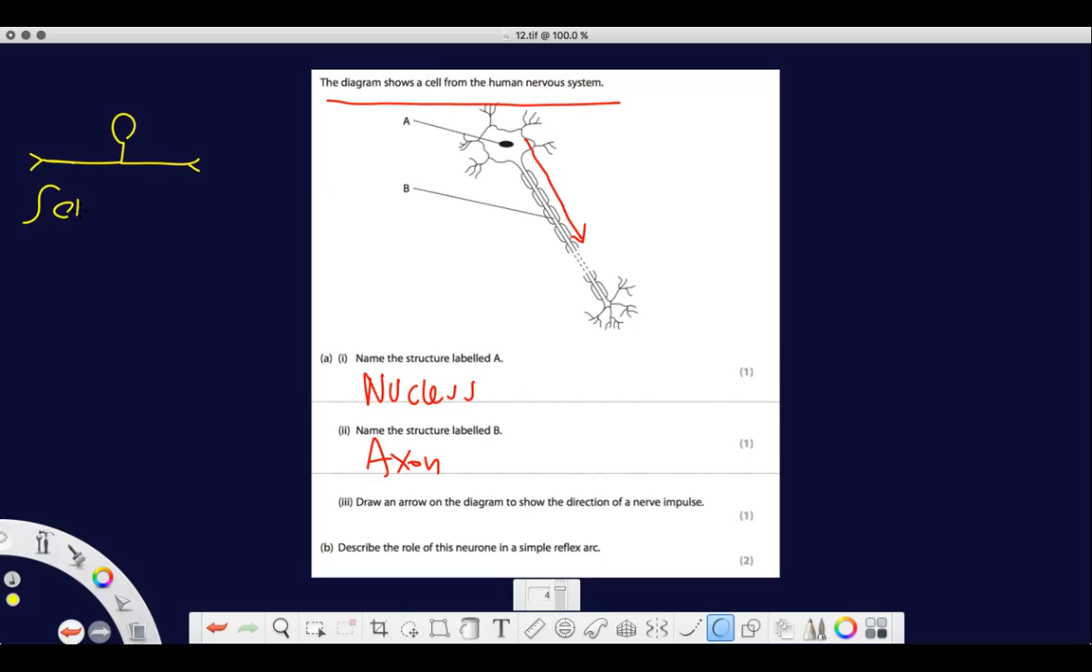So this is the sensory neuron. And the relay neuron has a very short axon like this, and a short dendrite like this.